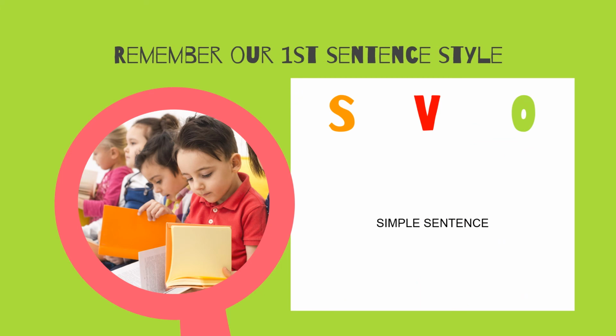So yeah, congratulations on completing the lesson of our first sentence style, which is a simple sentence. And the structure of the simple sentence is subject, verb, and object. See you again next lesson and learn how to write an extended sentence.